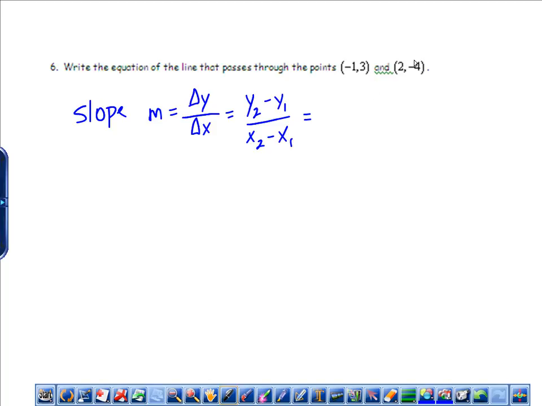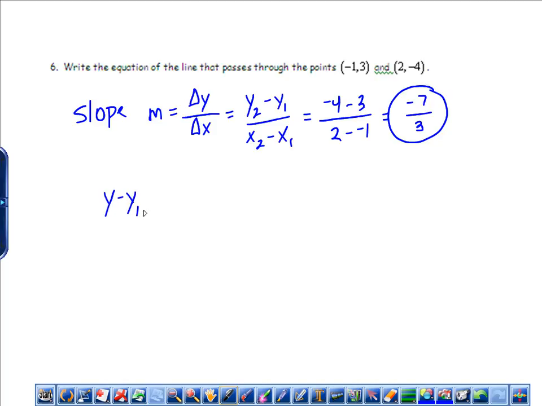If you consider this negative 4 to be y2, and then you do minus 3, then you also have to start on this point in the denominator, 2 minus negative 1, and don't let the negatives catch you up. At this point, you should be great with negatives. Okay, that's going to be negative 7 over 3. All right, so that's my slope. If we were talking about a parallel line, I would use the same slope. If we were talking about a perpendicular line, I would use positive 3/7, the opposite reciprocal.